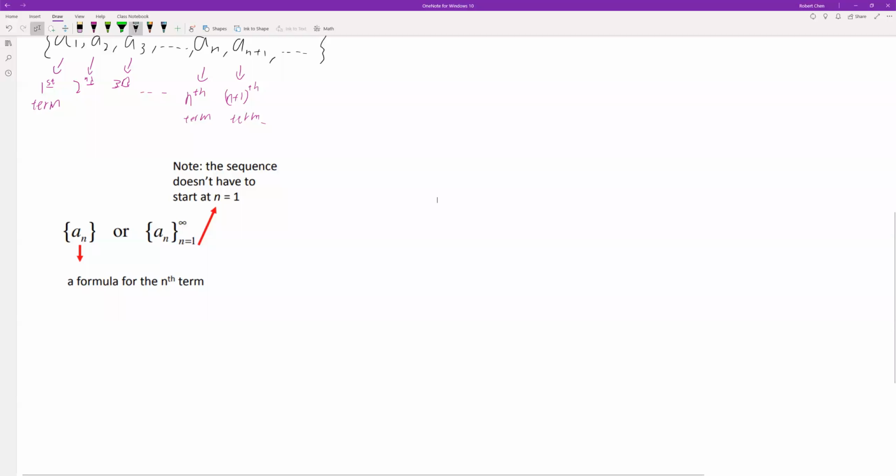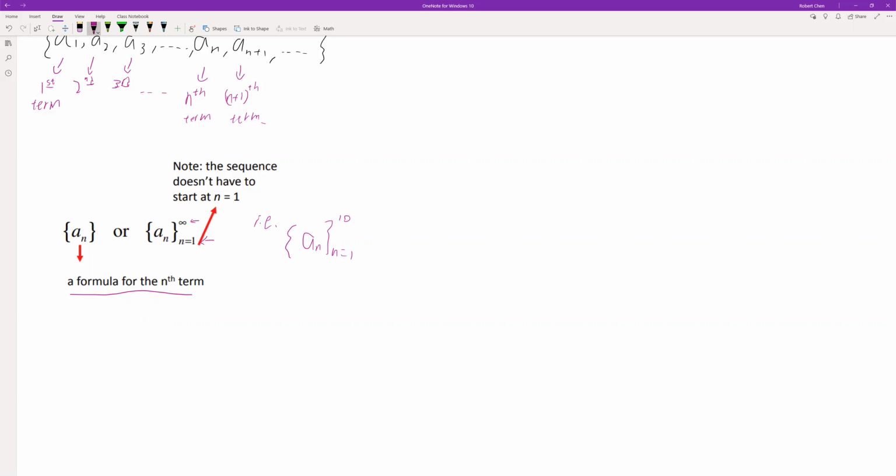Now, another notation that we can use is representing each term with a formula for the nth term, like that. Or if it's an infinite sequence, sometimes you will see that it goes from n equal to 1, the first term, to infinity, right? If I wrote a_n with n equals 1 to 10, then this would mean that in this sequence we have 10 numbers from a1 up to a10, right?